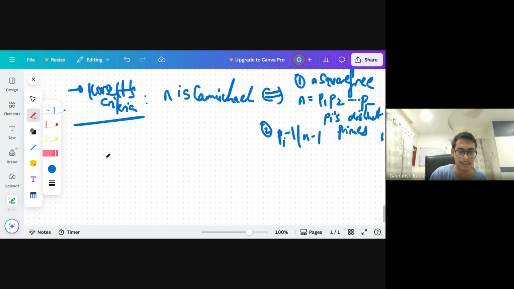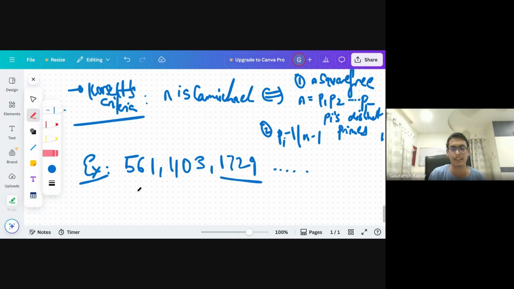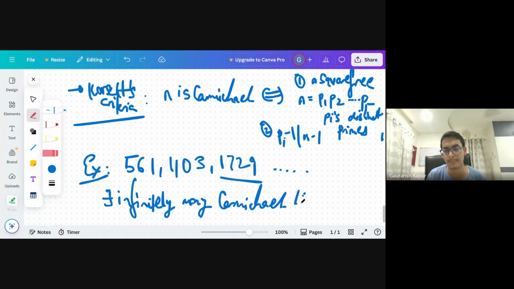So let me just give you an example of a Carmichael number. The smallest one is 561. And I think the next one is 1105. And then there is 1729. And so on. In fact, there are infinitely many Carmichael numbers. This is a very surprising result. And this was proven by, I think, Pomerance, Wagstaff, and a few others.